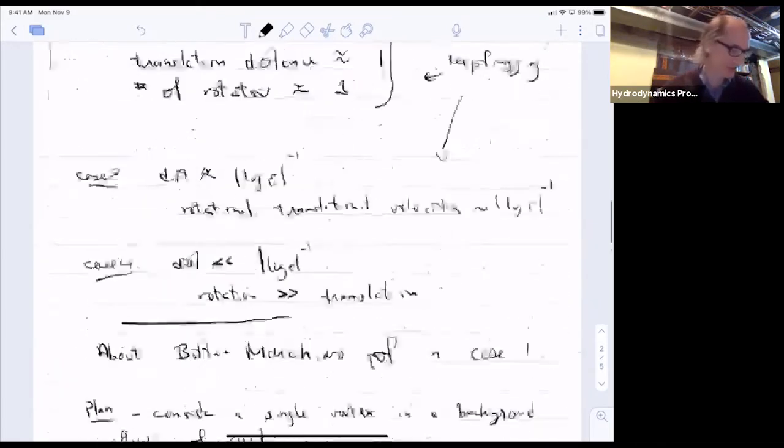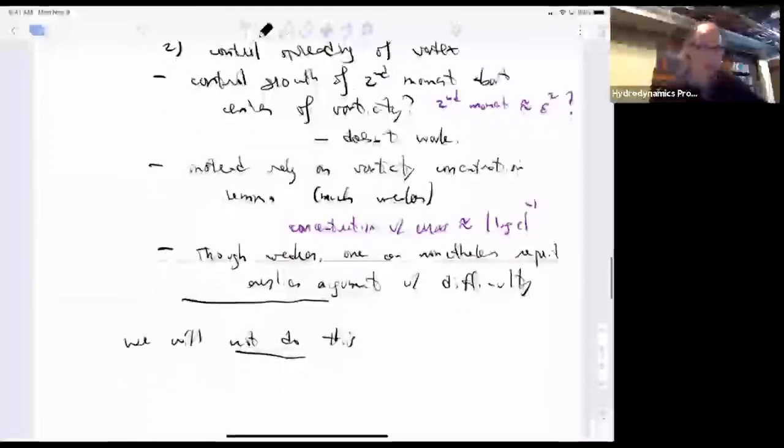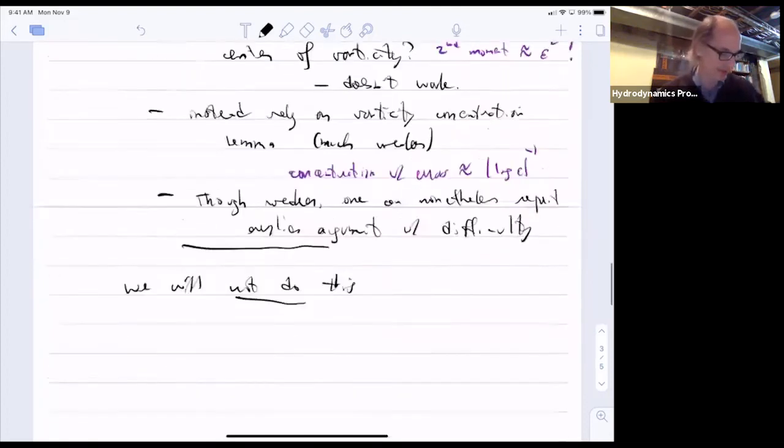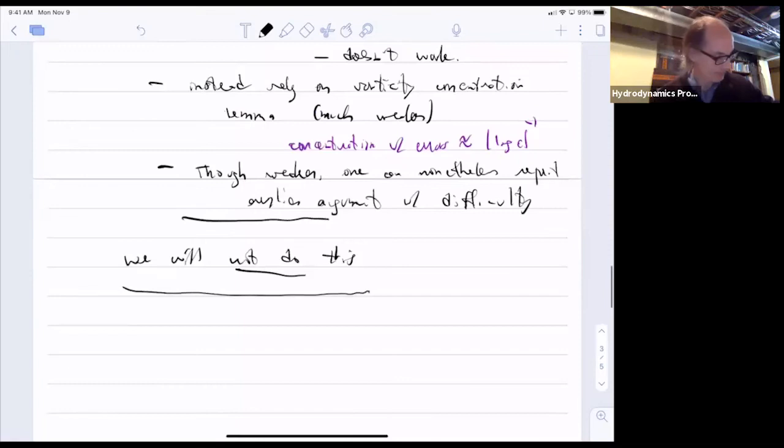Okay, so that's all I will say about vortex rings, unless there are any questions. If not, then the next topic is general vortex filaments.